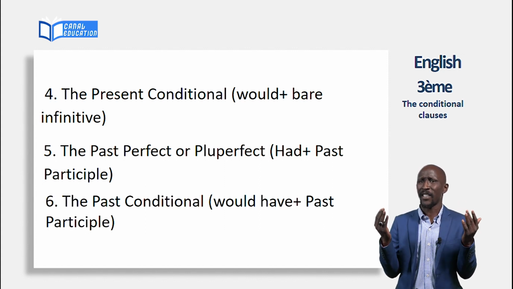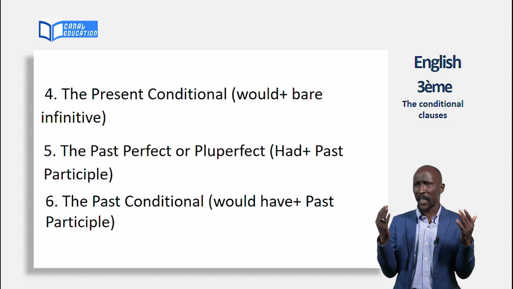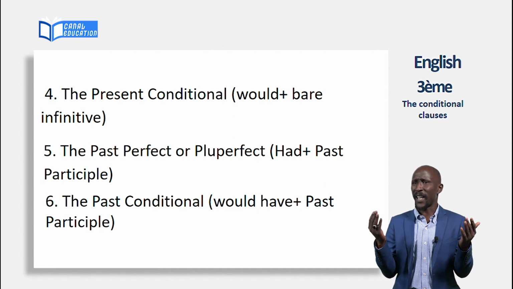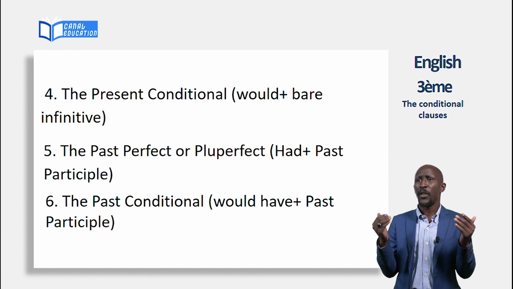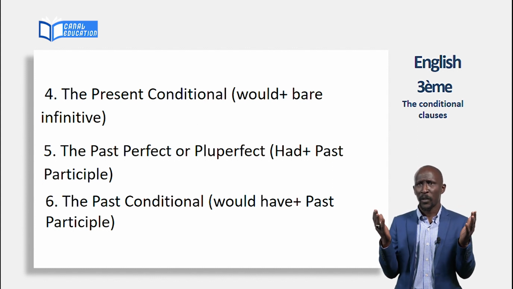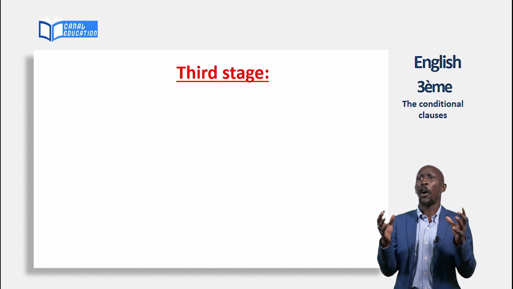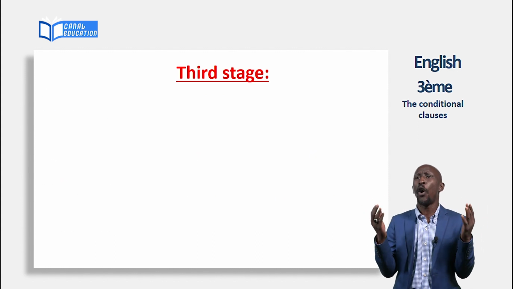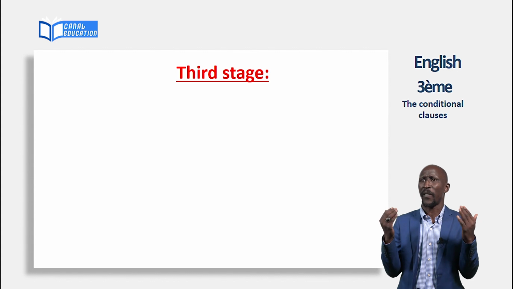And the last tense that you may need to form the conditional clauses is the sixth tense. It is the past conditional. You can form it with would have plus the past participle. So this was a brief revision of the tenses. Now let us go to the third stage of our lesson.